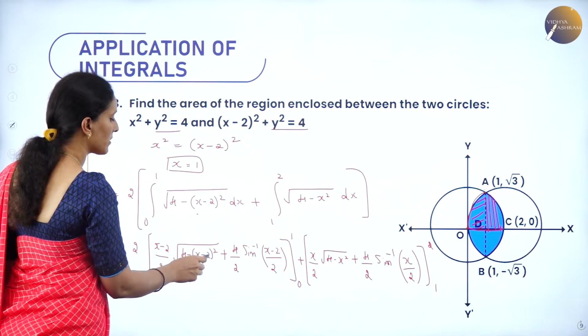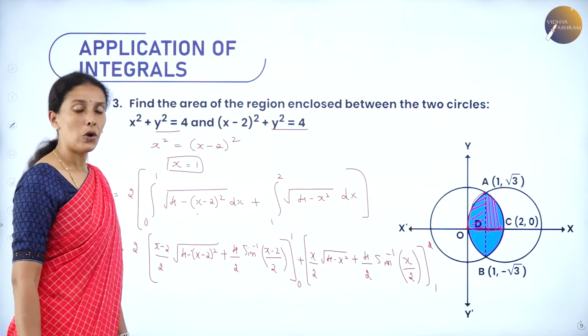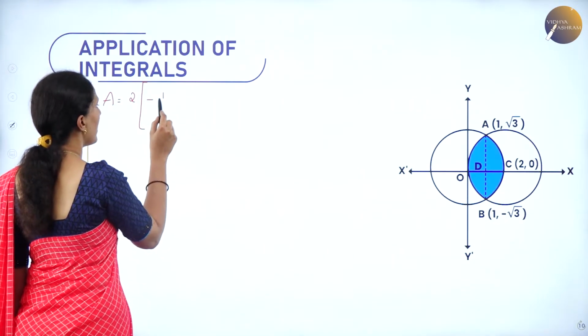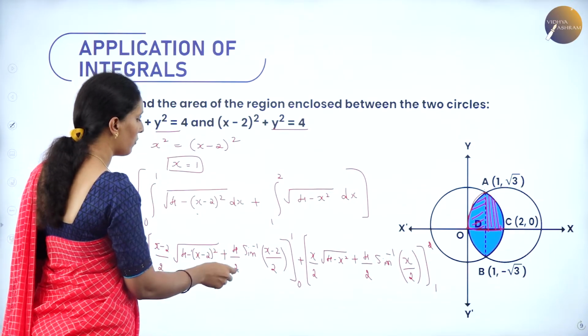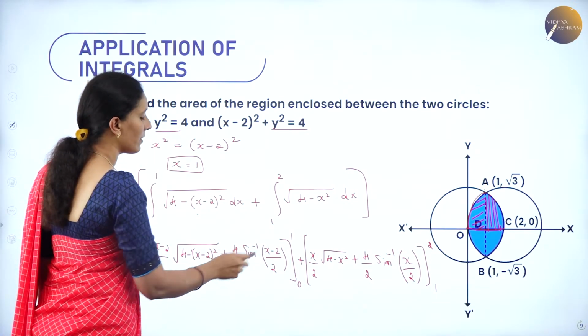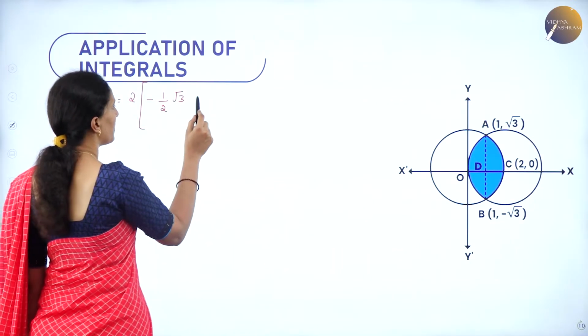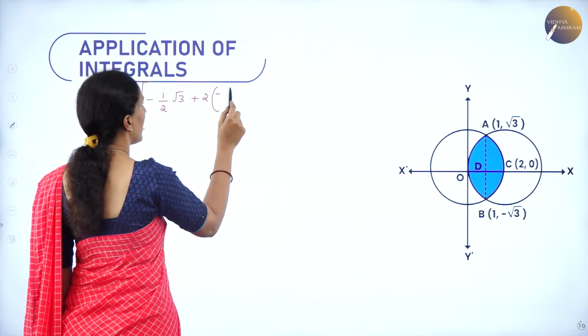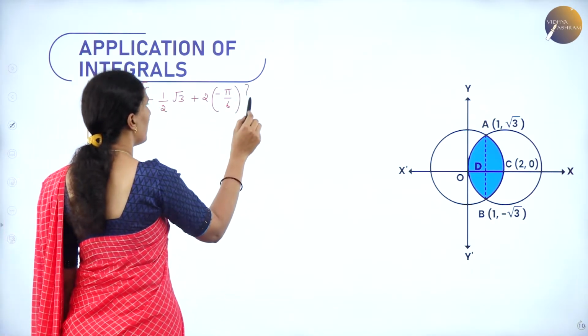1 minus 2 is minus 1, whole square, which becomes 1. So root of 4 minus 1 is root 3. So the first one is minus half root 3. Next we have again 4 by 2, 2. So sine inverse of minus half can be taken as minus sine inverse half, which becomes plus 2 minus pi by 6. So this is for the first limit.